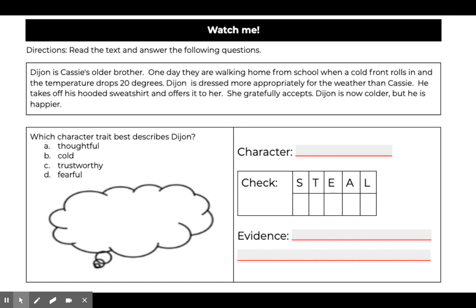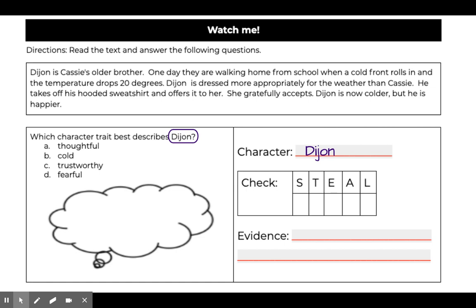So first things first, I need to identify the character in question. That character is Dejan. And I'm going to go ahead and write him on my graphic organizer right here on the right. So now I need to look back in the text and find the moment I need to annotate, where Dejan either says something, thinks something, affects someone else, does something, or looks a certain way that can characterize him.